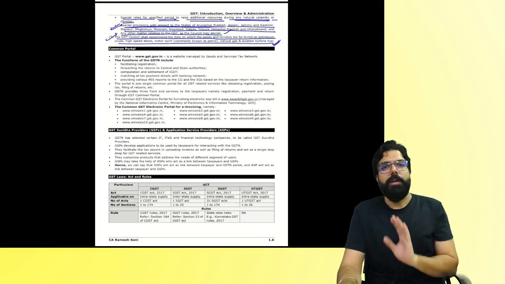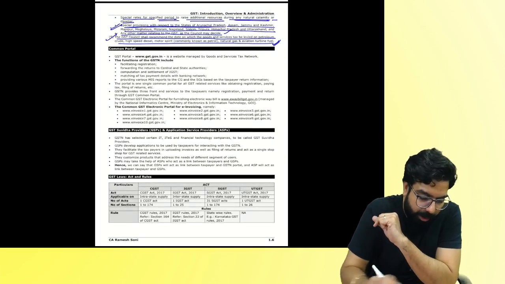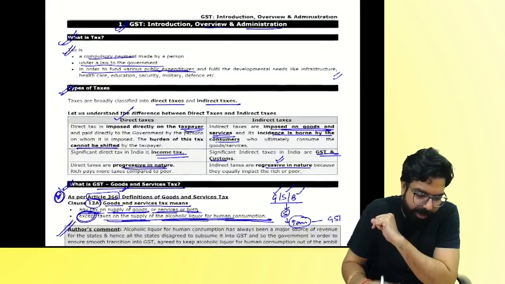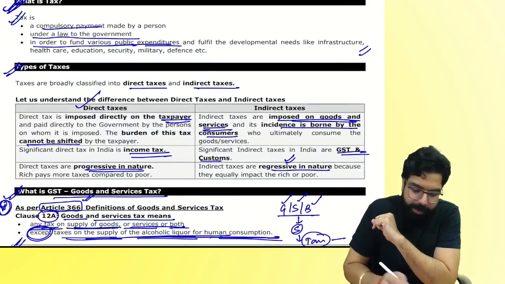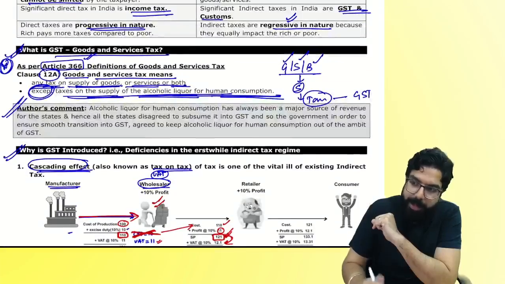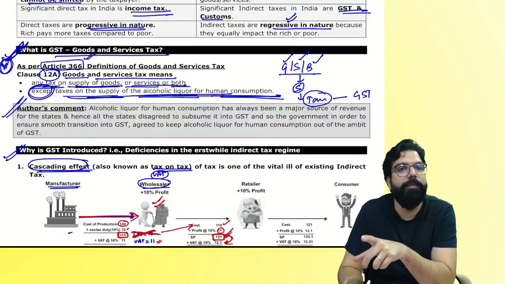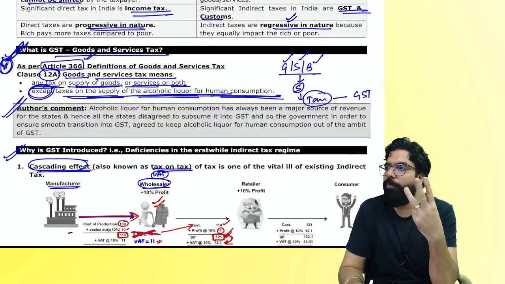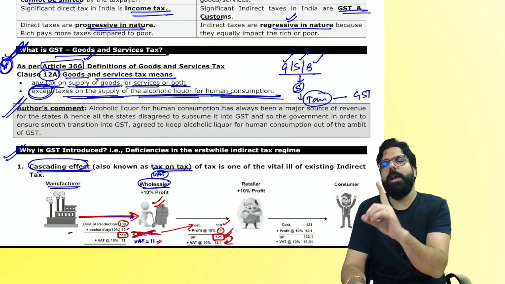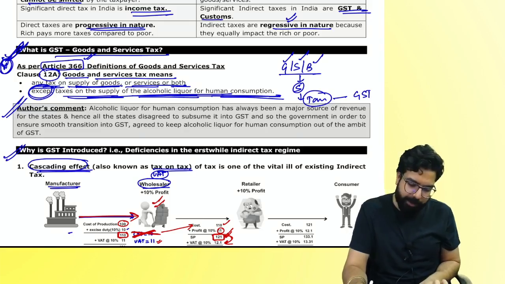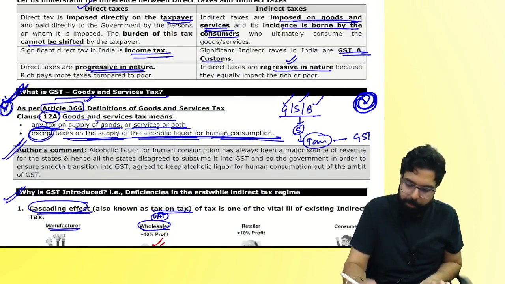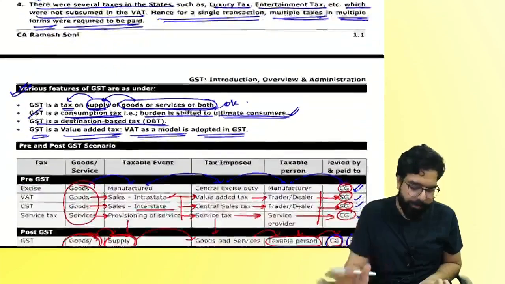Tell me one thing. What are the things we covered today? First I told you what is tax, and the difference between direct tax and indirect tax. I told you the definition of GST. GST means any tax on supply of goods, services or both except alcoholic liquor for human consumption. You should remember this point.